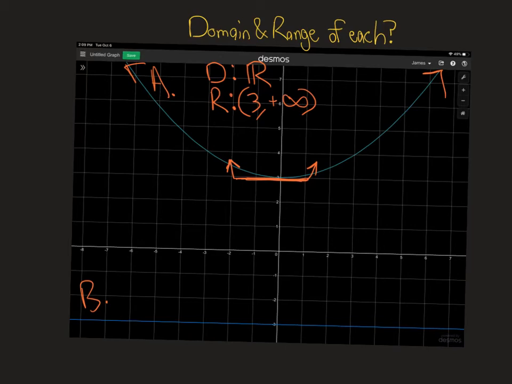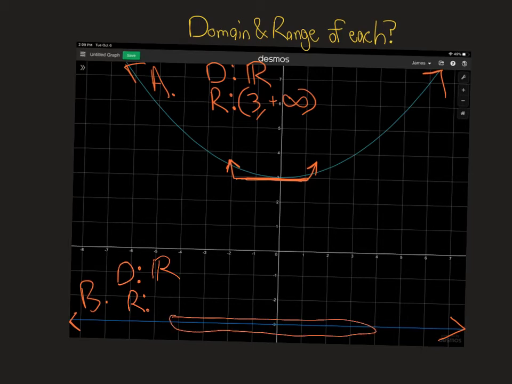All right, second graph, his domain. Same idea as the first one. It's heading outward in both directions forever. All real numbers. His range, well, we can see there's only one y value that this graph exists on, and it's exactly at -3. There you go.